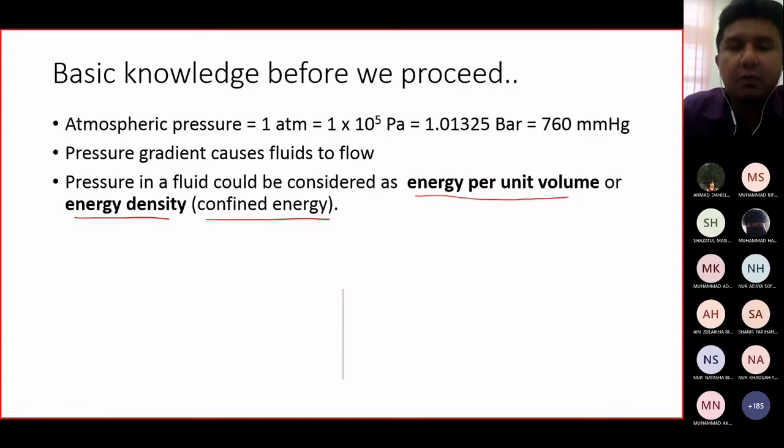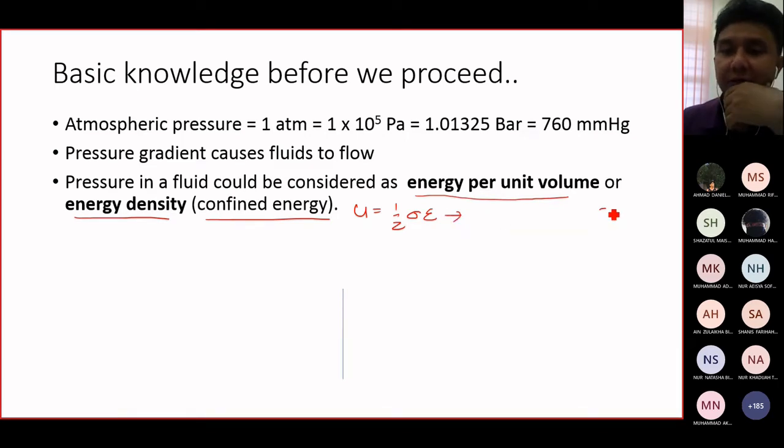Last week, one of your friends asked me about strain energy per unit volume, which is half times stress times strain. His question is like this. Since the unit for this, which I use in the lecture note, is joule per meter cube, okay, joule per meter cube.